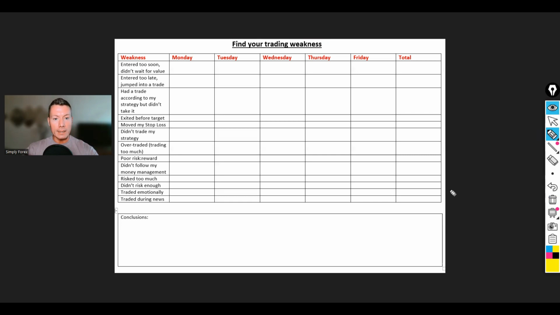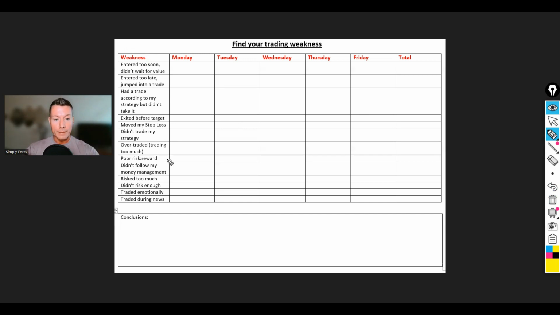Every day as you trade, I want you to keep a copy of this next to your desk, and every trade you enter, I want you to understand if you did any of these things wrong. So look at these weaknesses, guys. Entered too soon, didn't wait for value. Entered too late, jumped into a trade. These are all things I've done in the past, that I'm going to say 100% of traders have done. Had a trade according to my strategy, but didn't take it. Exited before target, moved my stop loss, didn't trade my strategy, my plan. Why not? Over traded, just trading too much.